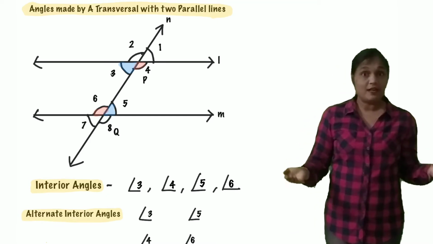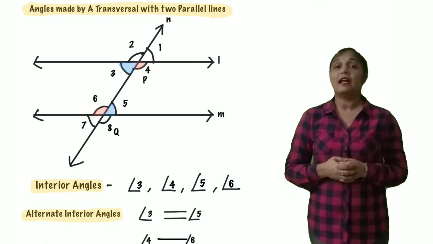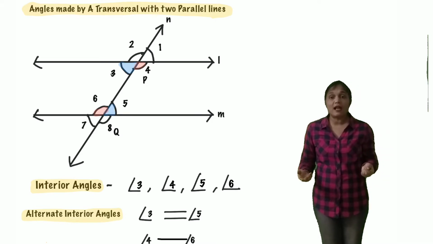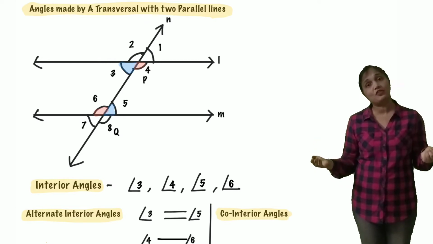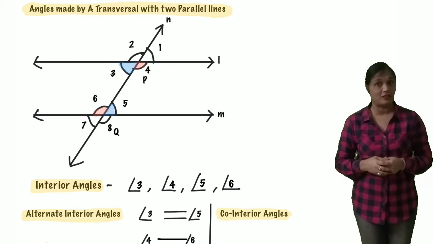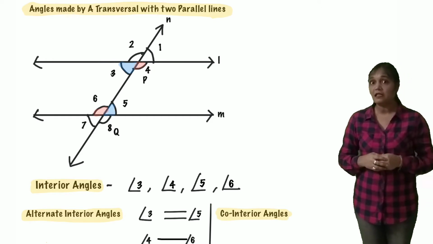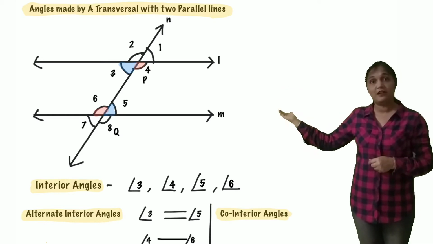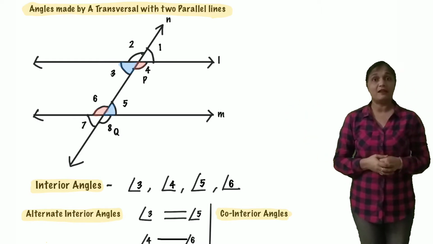Now, we will understand the second type of interior angles, that are co-interior angles. So, what do you mean by co-interior angles? You are already familiar with the term co-passenger. Of course, the passenger who is traveling with you is your co-passenger. Similarly here, co-interior angles means angles which are on the same side of the transversal. And interior means, of course, you are aware of this, which are between the two given parallel lines.